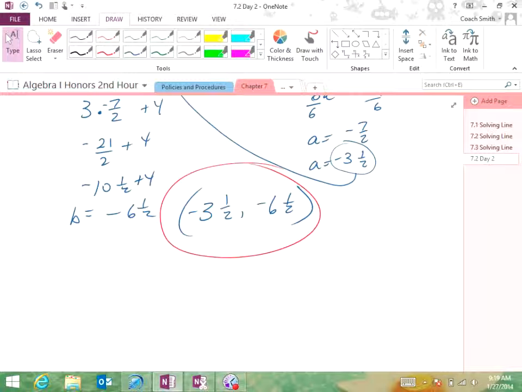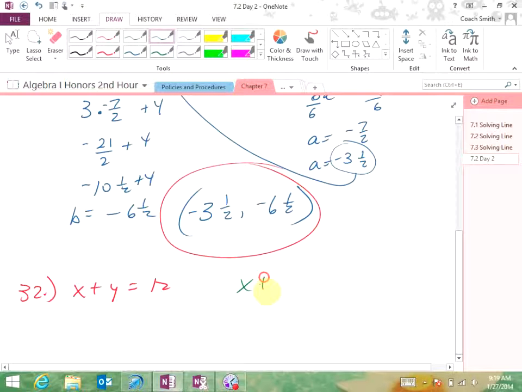let me see here. There's one in here. Yeah. We haven't really talked about any that have fractions in it, so I want to do one that has fractions in it. We have x plus y equal 12, and then my other equation is x plus 3 halves y equal 3 halves.